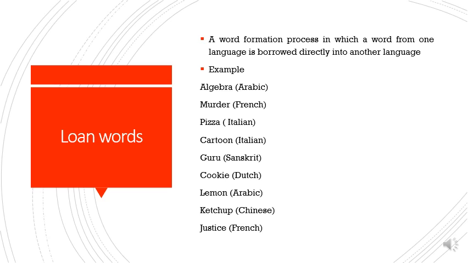From Hindi, we have words like avatar, bungalow, jungle, shampoo. Shampoo is derived from Hindi. Yoga, it is also derived from Hindi. And cheetah, it is also derived from Hindi. And also we have words derived from Tamil. The word catamaran, it is borrowed from Tamil. So these are some of the examples for loan words.